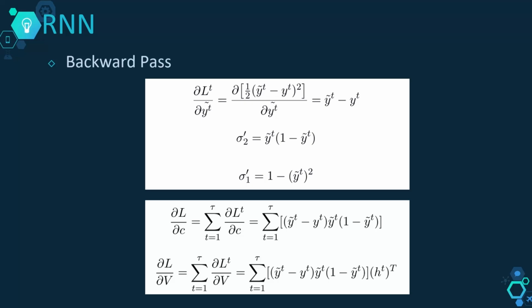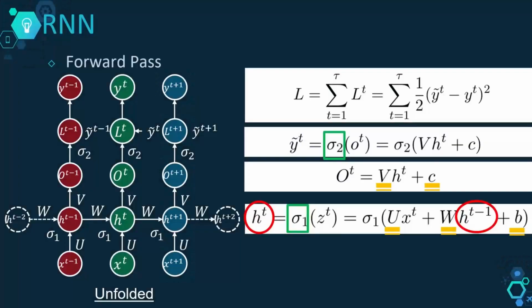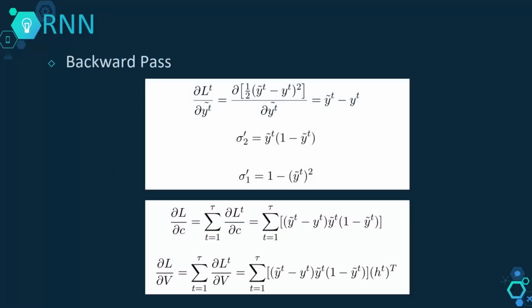Then based on it, we can get partial L, partial C, and partial L, partial V first. If we go back to the previous one, you can see that I used some yellow lines to mark the weights or the model parameters that we need to update. V, C, U, W, V, right? All of them. So to update them, you need to get the derivative of L with respect to V, C, U, W, and B, right? All of them. These two are the simplest ones, partial L, partial V and partial L, partial C.